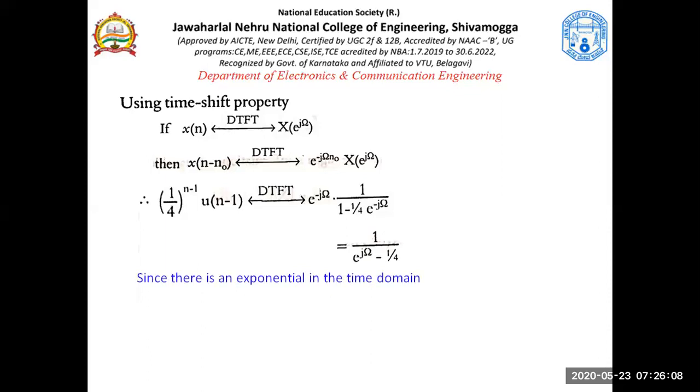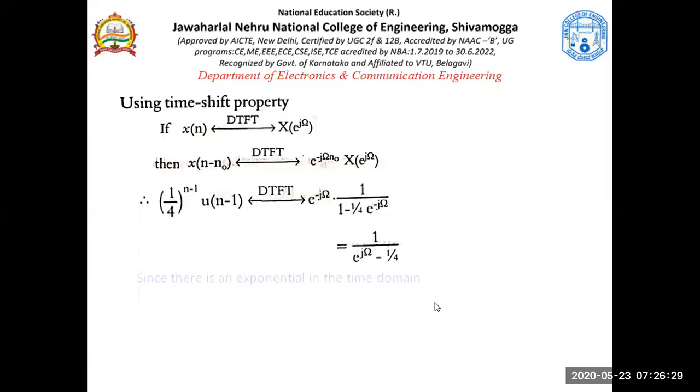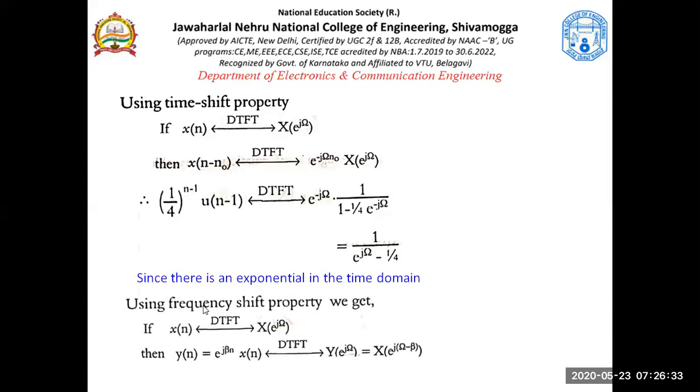Since there is an exponential in the time domain, where in the given signal, sinusoidal was there, that sinusoidal is expressed in terms of the complex exponentials, and these complex exponentials are now coming along with this. Okay, so that is what it means. Since there is an exponential in the time domain, we use the frequency shift property.